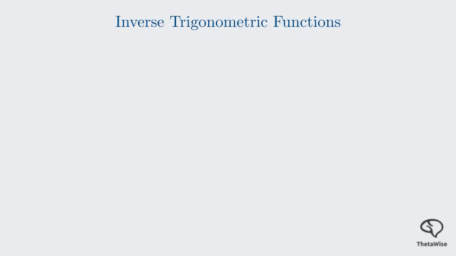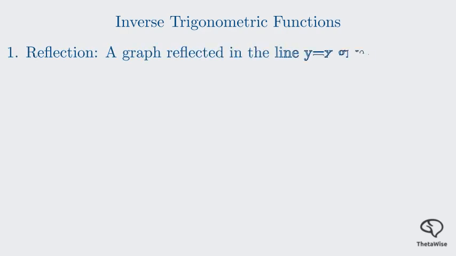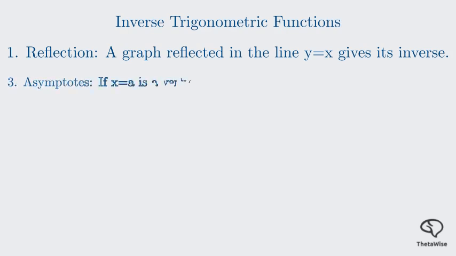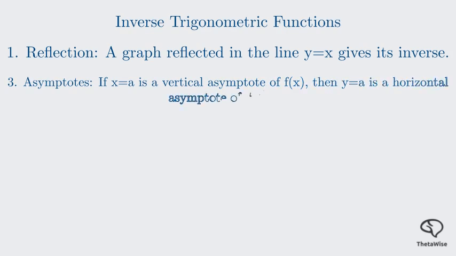There are a few key properties to remember about inverse functions in general. First, the graph of a function and its inverse are reflections of each other across the line y equals x. Second, to find the inverse equation, you interchange the x and y variables and then solve for the new y. This reflects the interchange of x and y coordinates for every point on the graph. Third, if the original function has a vertical asymptote, its inverse will have a corresponding horizontal asymptote. For example, the tangent function has vertical asymptotes, so its inverse arctan x has horizontal asymptotes.